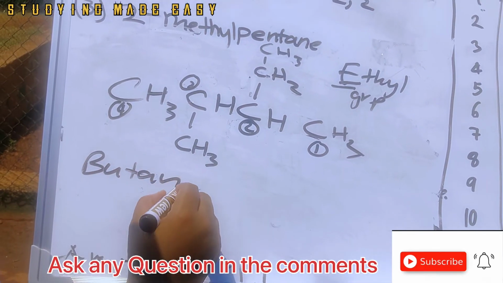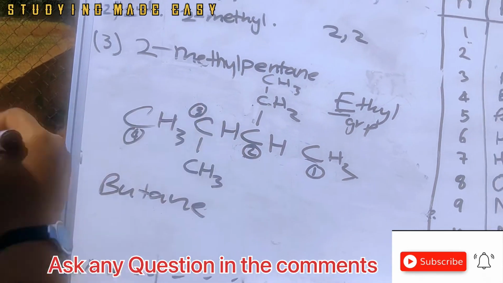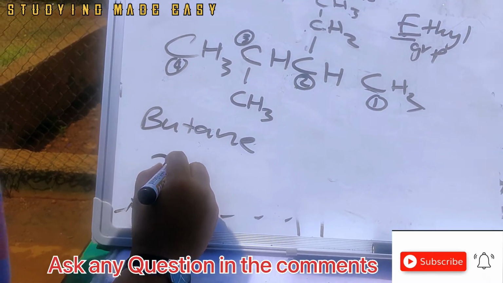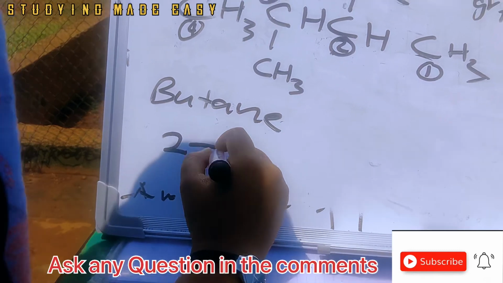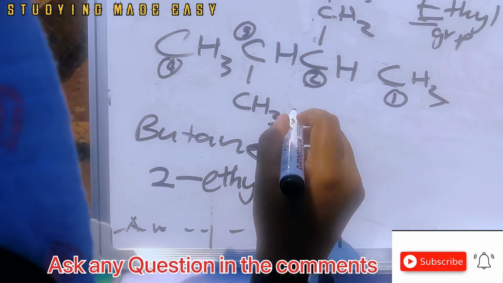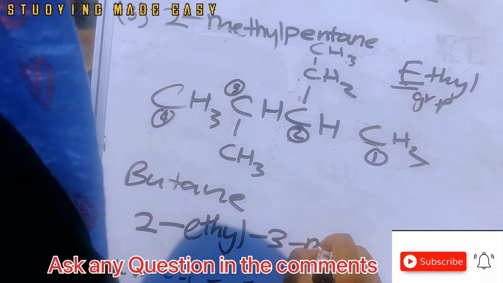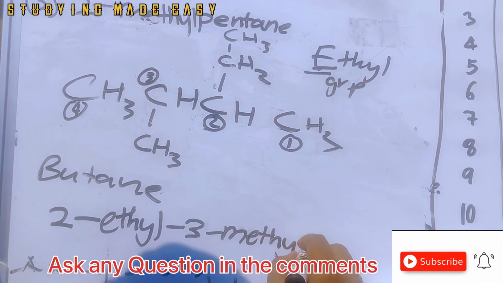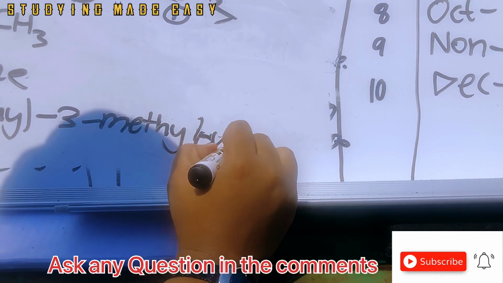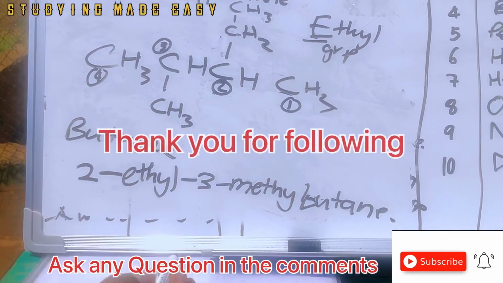So it's a butane. And we have an ethyl group on carbon number 2 and a methyl group on carbon number 3. So we're going to start with this, and it's on carbon number 2, so that becomes 2. Remember a dash. Then we have ethyl, right? And then 3, because it's on the 3rd carbon, dash, methyl, propane. No, it's a butane. Butane. And that's how we name a branched alkane with 2 or more substituent groups. Done.